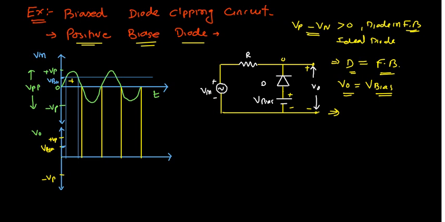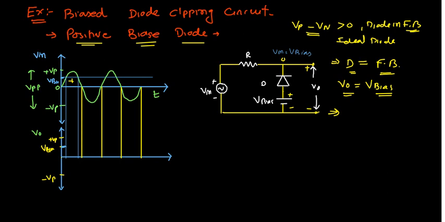Up to this point this will be straight. Okay, up to this point this will be straight. And what will happen, you see, up to this point we get a straight value at the output because that diode is in forward bias. Now at one point what will happen, this V input equals V bias.